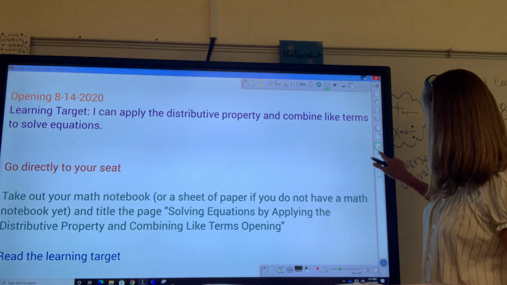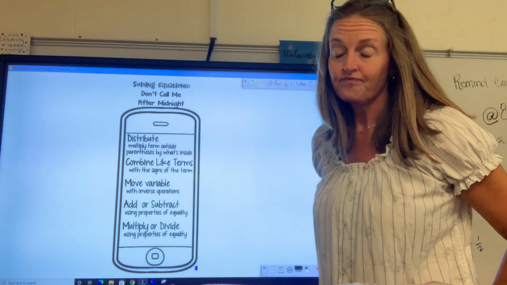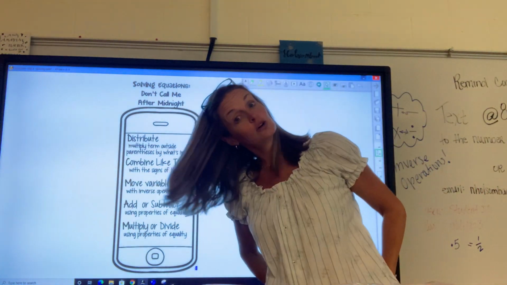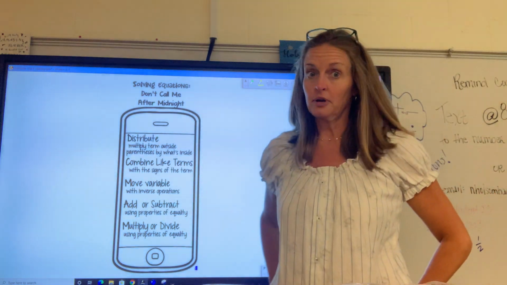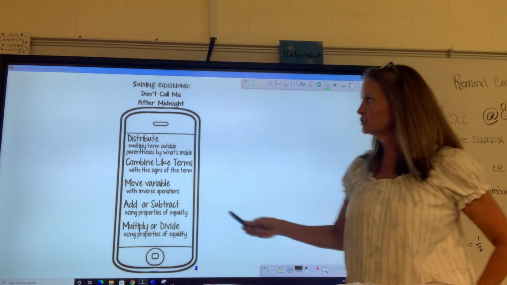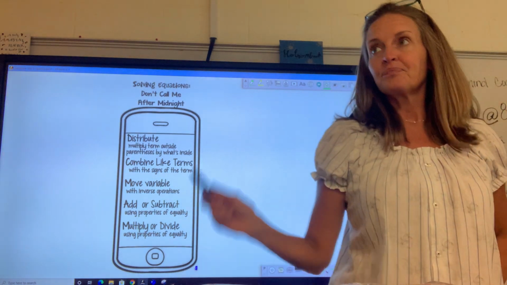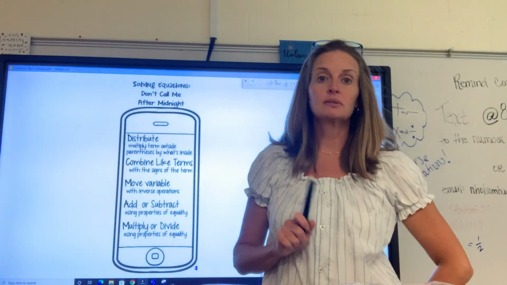All right, so yesterday we did distributive property in expressions. And so today we're going to go back to the equations and we are going to put distributive property in it. So we have this little handout here that you were given just to remind you about the steps that you use to solve equations.